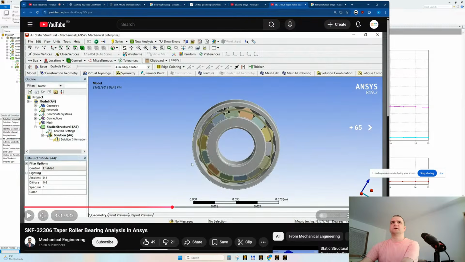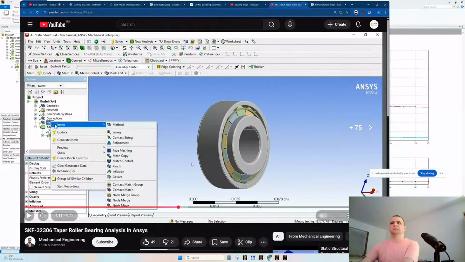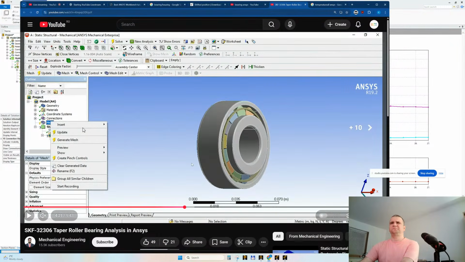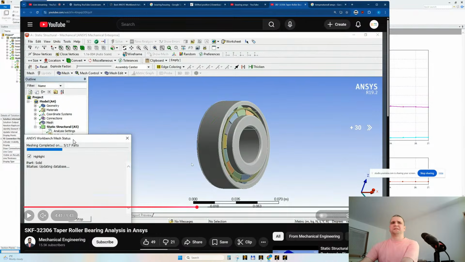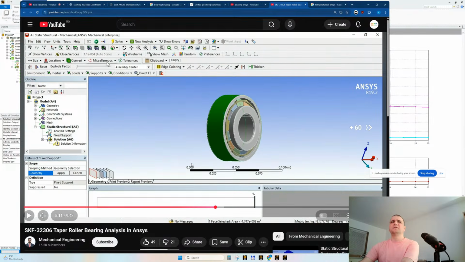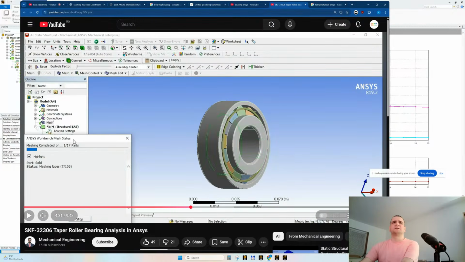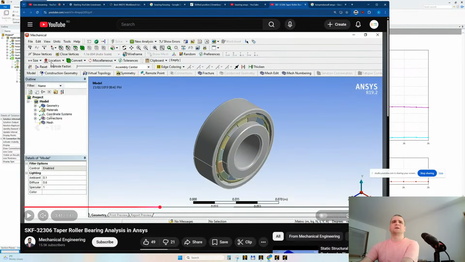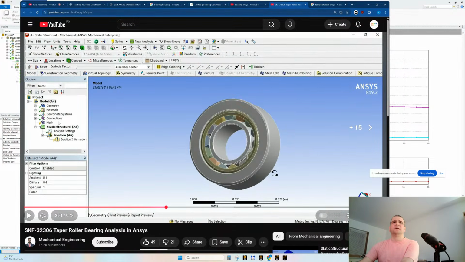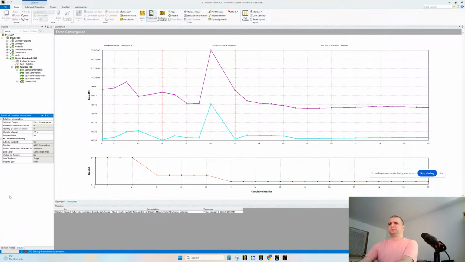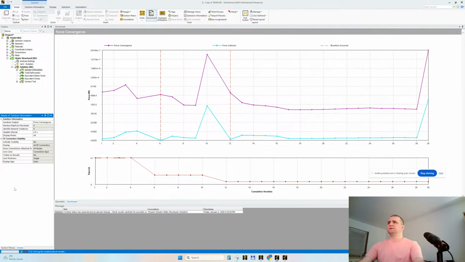So he imported a roller bearing, he's meshing, but what about the contacts? Come on, contacts. So this means he left the contacts bonded. Please don't do this. Please don't leave the contacts bonded. Please.